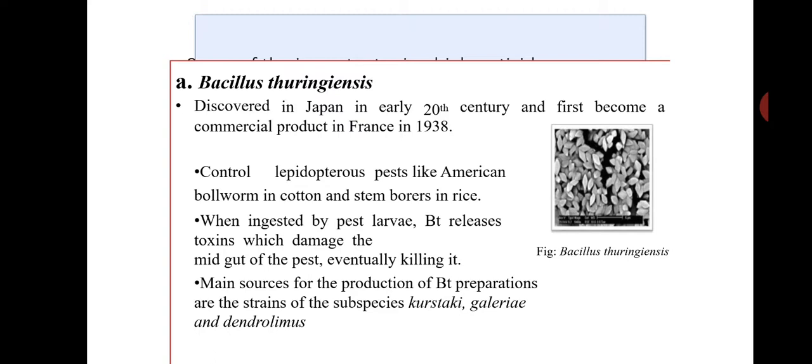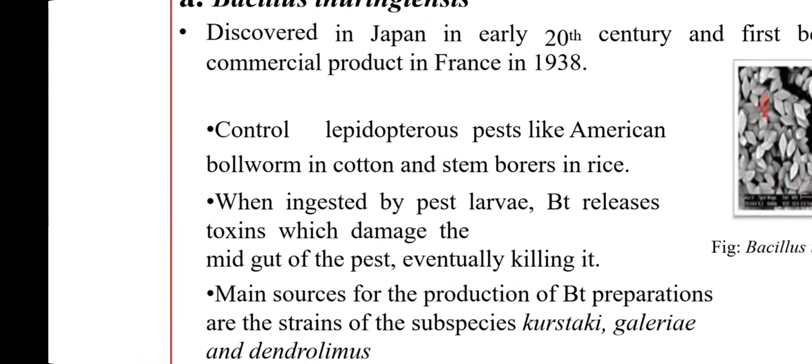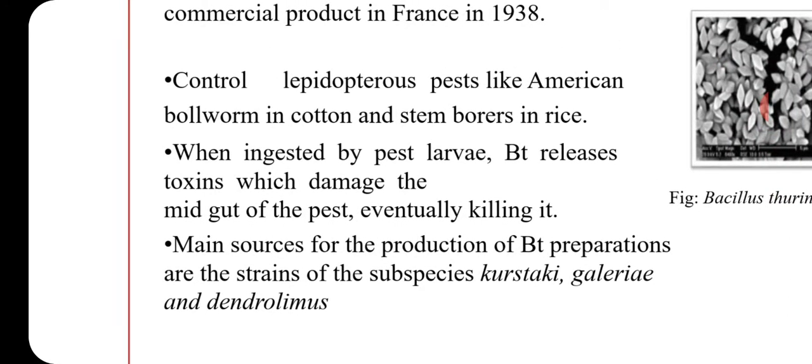So in this regard, the first very important one to be discussed is BT, that is Bacillus thuringiensis. It was discovered in Japan and first became a commercial product in France in 1938. They control pests like American bollworm in cotton and stem borers in rice. So they are very important in that regard. When ingested by pest larva, BT releases toxins which damage the midgut of the pest. Look, understand the mechanism. When the pest larva ingests it, the Bacillus thuringiensis releases its toxin, which damages the gut of that particular pest and therefore kills the pest or larva. If the larva is killed, it will not become a pest later.